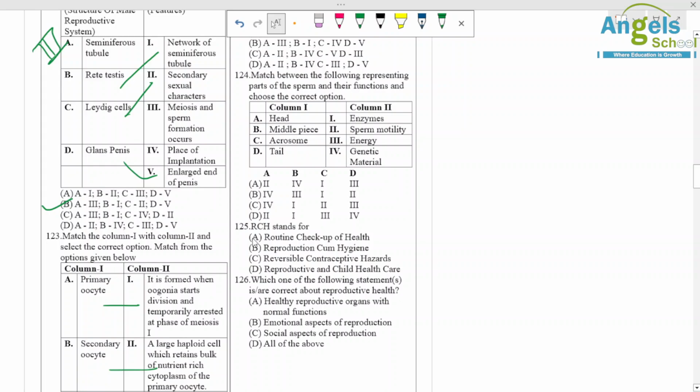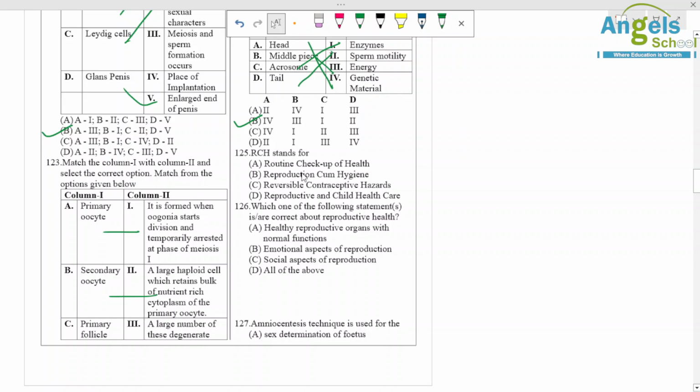Okay, question number 124. Again match the column for sperm cells and its function. Okay, so in the head, genetic material or nucleus is present. So A4. Then the middle piece is required for energy. Mitochondria is present. Then acrosomes contain enzyme and tail is used for sperm motility. So option B is correct for this. Okay, question number 125. RCH stands for, so it's reproductive and child health care. So option D is correct.